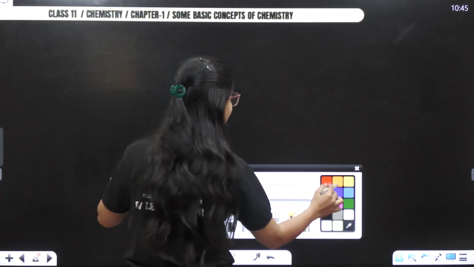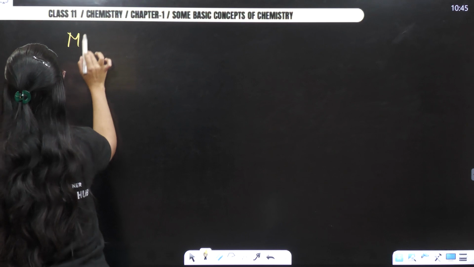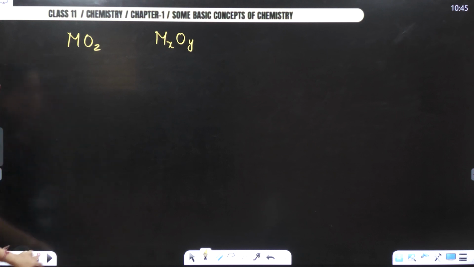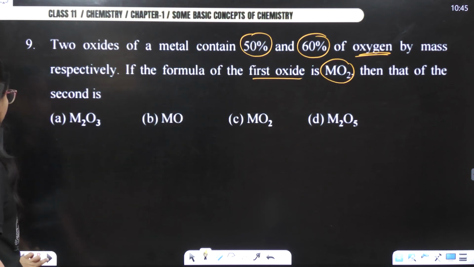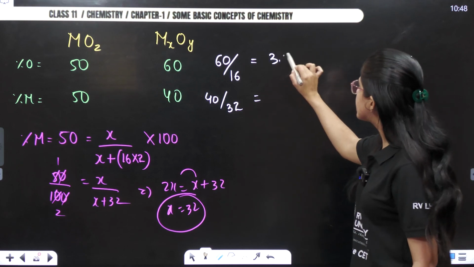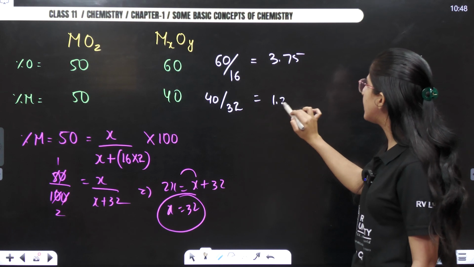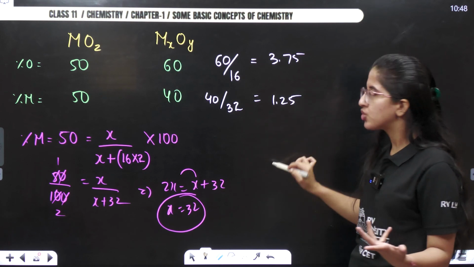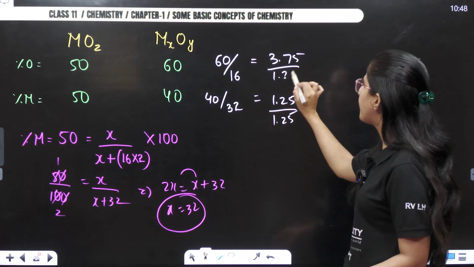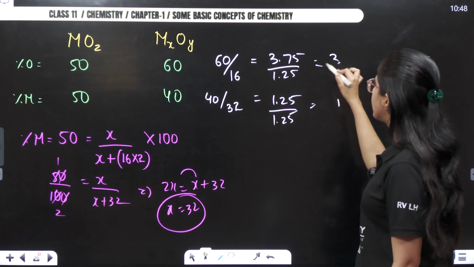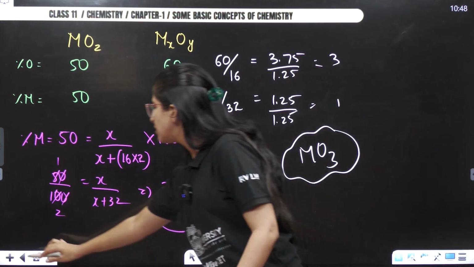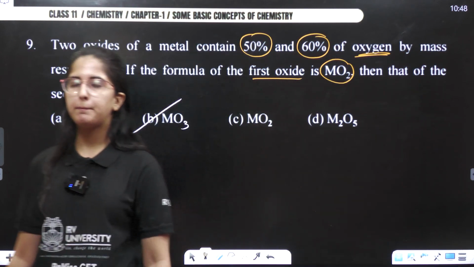So what is given here, carefully observe. The first oxide is MO2. Let us take the second oxide as MxOy. They have given the percentage of oxygen. So let me write here, 60 divided by 16 will give you 3.75, and 40 divided by 32 will give you 1.25. Now you will take the least ratio. As this is the least value, you will divide by 1.25 here and here also. So what you will get here, 1 and here 3. So what will be your empirical formula? MO3, and this will be your second oxide. So the correct option will be option B here.